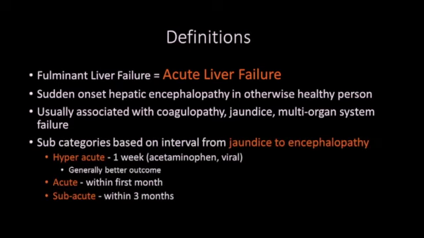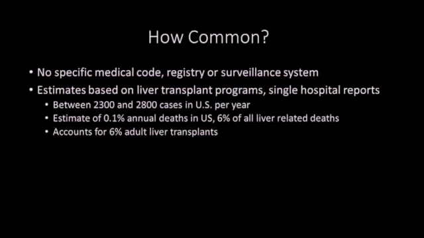The subcategories of acute liver failure have to do with the interval between the onset of jaundice and encephalopathy. This can be very, very rapid, and that would be the hyperacute stage, which occurs within 1 week of the incident, whatever that might be, that causes the liver failure. These patients, as sick as they may be, and they are very, very sick, generally have a better outcome. Patients who are referred to in the acute phase of acute liver failure generally present within the first 3 to 4 weeks of the inciting cause. Sub-acute is the category in which this occurs within 3 months of the inciting cause.